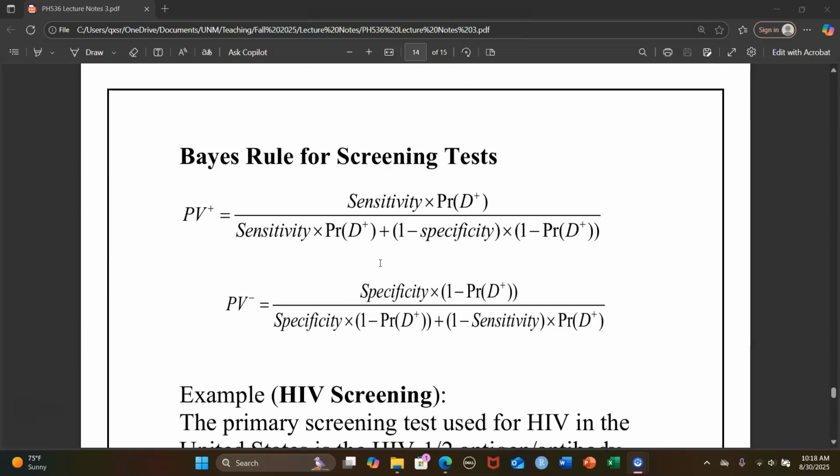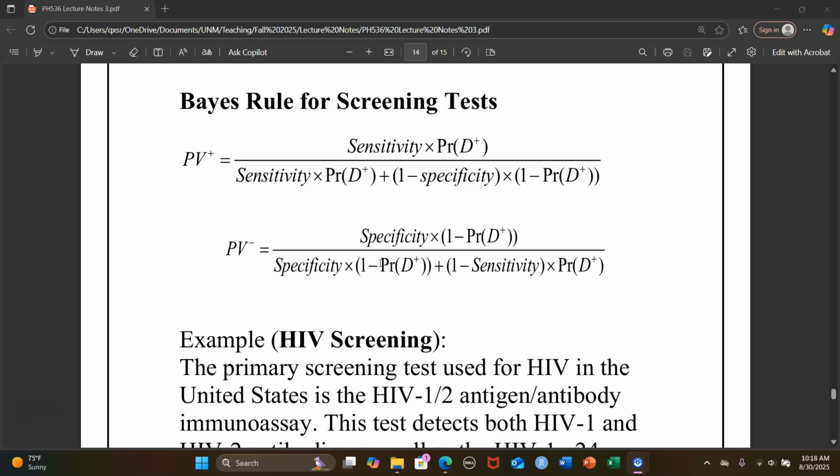If you apply the Bayes rule, you can easily derive the following formulas. PV plus equals sensitivity times probability of D positive, divided by sensitivity times probability of D positive plus 1 minus specificity times 1 minus probability of D plus. So you can see the predictive value positive can be computed using sensitivity, specificity, and disease prevalence.